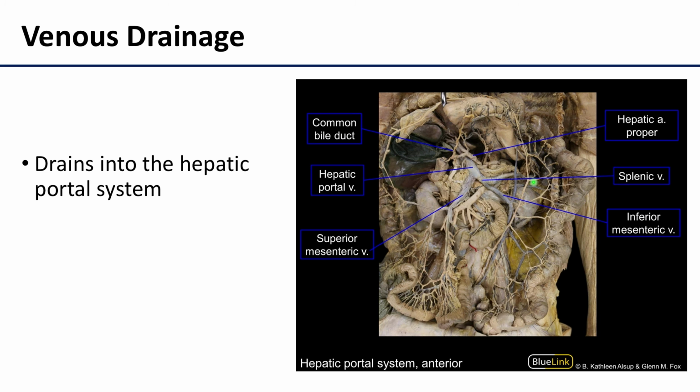The venous drainage is considerably easier to understand after a discussion of the arteries. There will be similarly named veins and tributaries to what we have with the arteries, and they're all draining into that hepatic portal system. So not into the systemic system, but into the hepatic portal system.